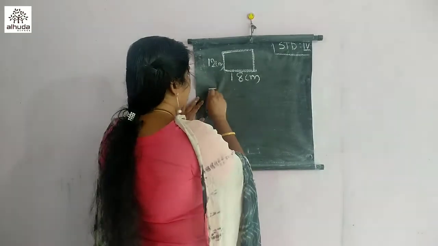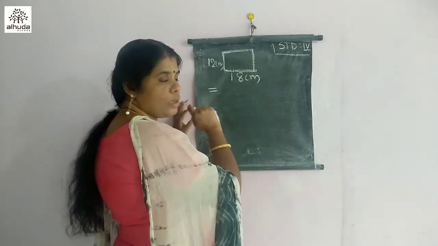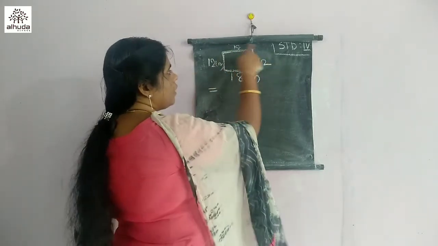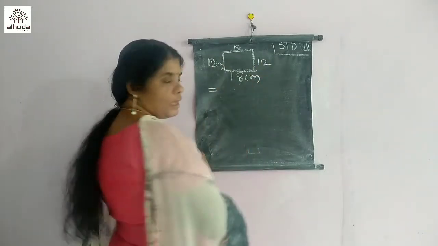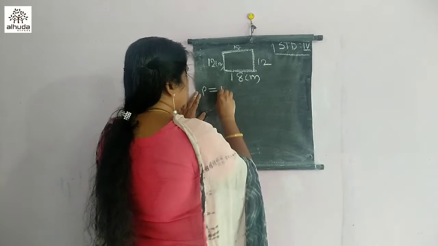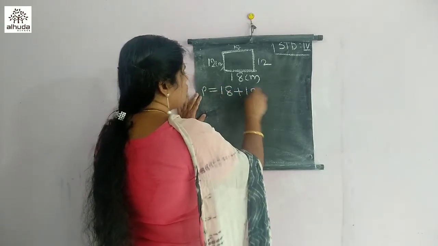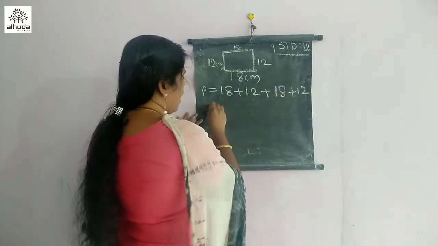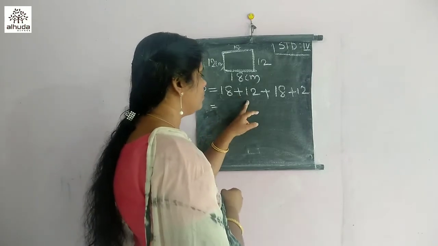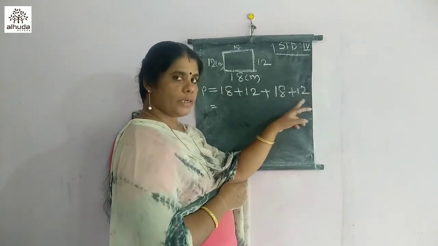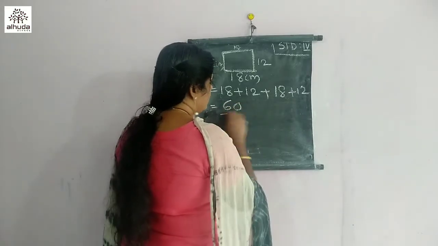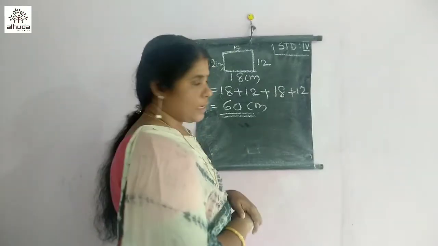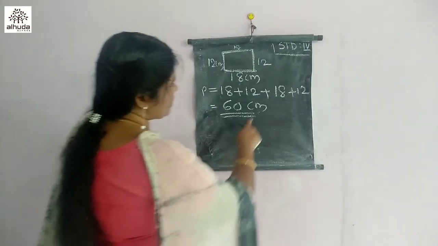Now, this is a rectangle shape. So opposite sides are equal. So here 18, then here also 18, here 12, here also 12. So we want to find out the total length. Then only we will get the perimeter. So perimeter P is equal to 18 plus 12 plus 18 plus 12. Add this: 18 plus 12, 30. 18 plus 12, 30. 30 plus 30, 60 we got. This is one method. 60 centimeter. Unit is compulsory. So, unit must be there.